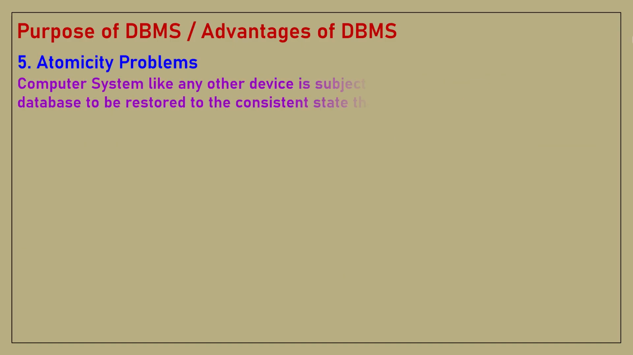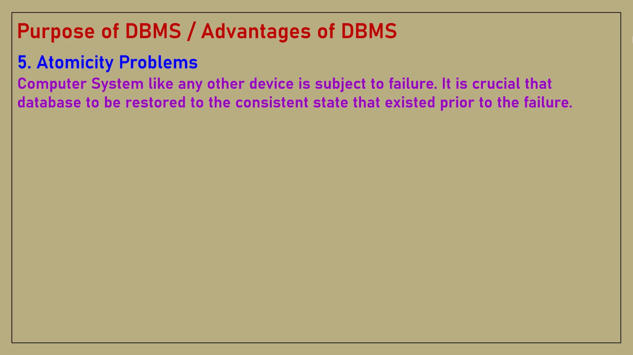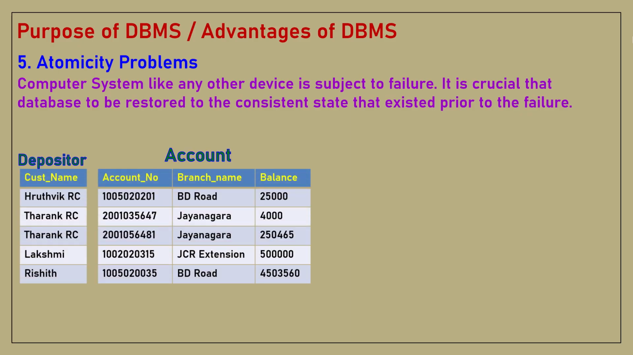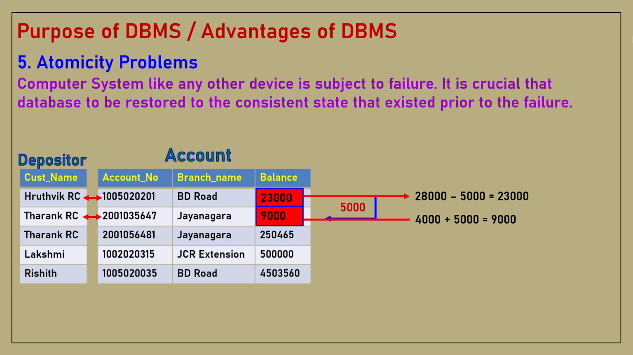Atomicity problems. A computer system, like any other device, may be subject to failure. It is crucial that the database be restored to the consistent state that existed prior to the failure. For example, consider 5,000 is to be transferred from Hrithvik's account to Tarang's account. This involves two transactions. First, 5,000 is subtracted from 28,000, and then 5,000 is added to 4,000. Somehow, if a system failure occurs in between, before Tarang's account is credited, the database goes to an inconsistent state.